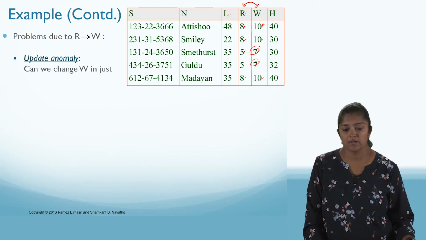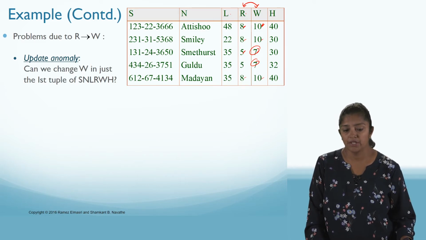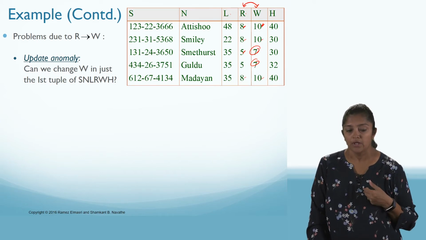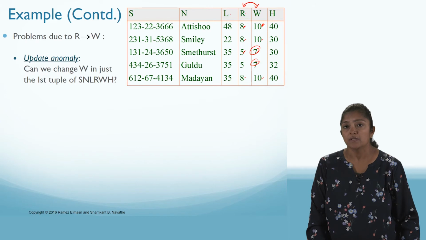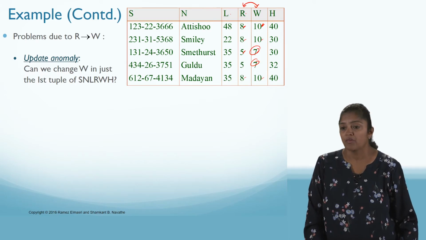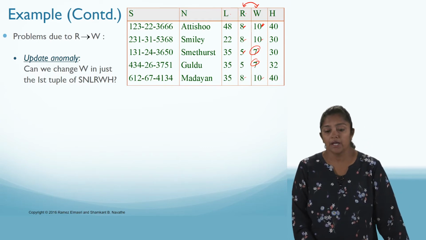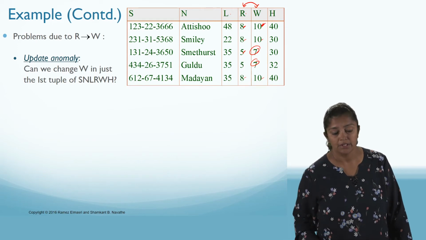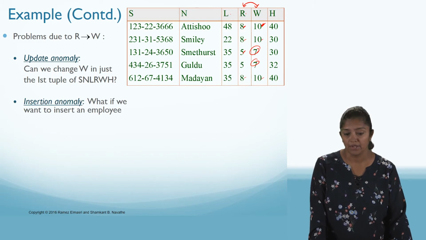In this case, there's an update anomaly. The reason for that is, say we want to change the value of W, the wages per hour, in just the first tuple. We can do that, but that's going to result in an anomaly. Say we want to change the wages for employees with a rating of 8 from 10 to 12. Now the update cannot just happen in one tuple, it has to happen in multiple tuples, otherwise it's going to result in an update anomaly.